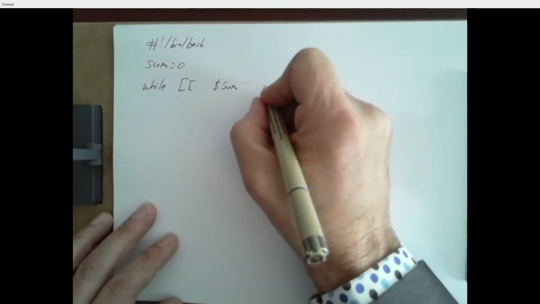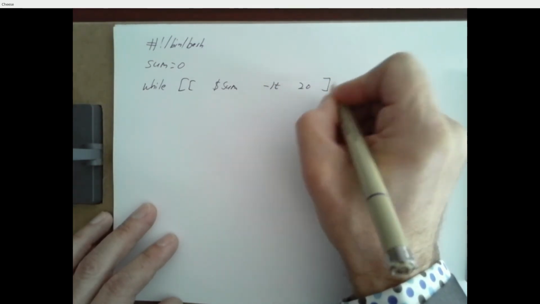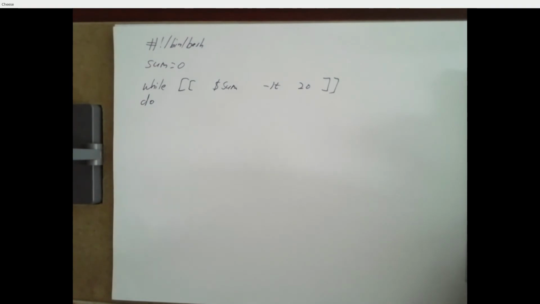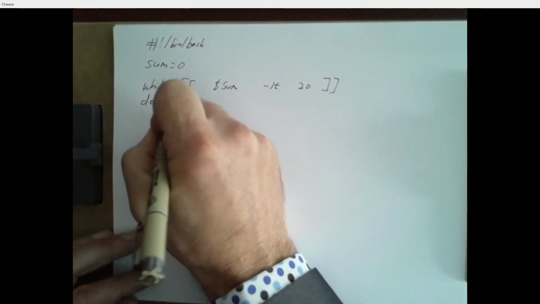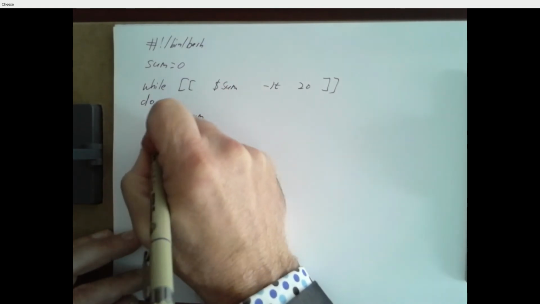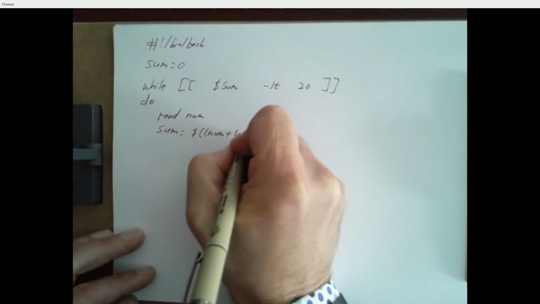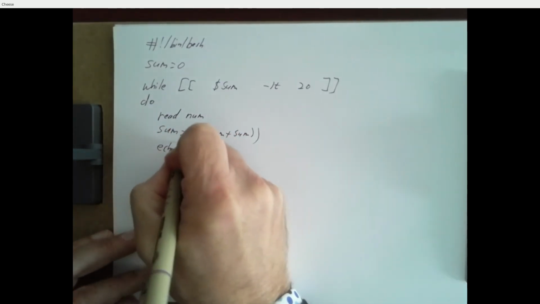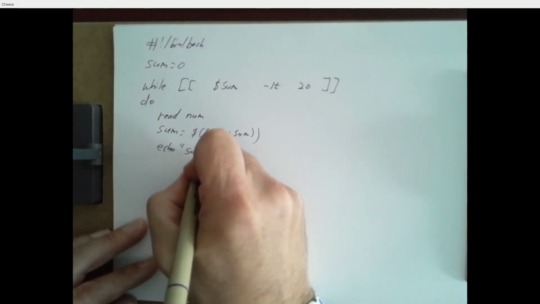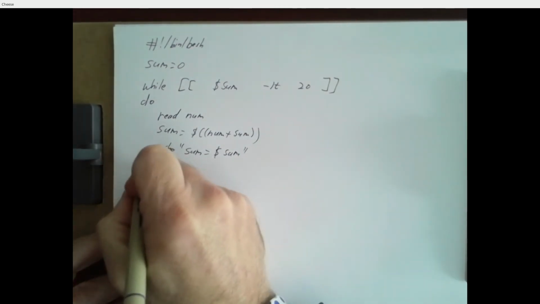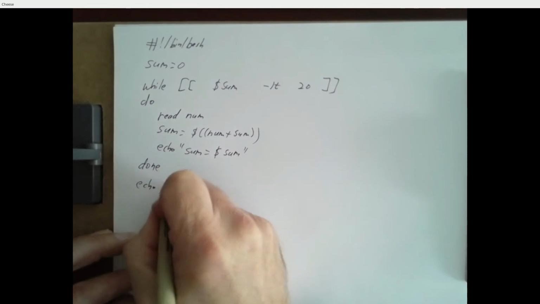So you want to exit when your sum is bigger than or equal to 20, so you want to loop while your sum is less than 20. Okay, and the first thing you want to do is read a number, and then add it to your sum, print that out, and then continue checking. So, read number, sum equals number plus sum. Echo sum equals sum. Go back up to the top, and then just echo done.